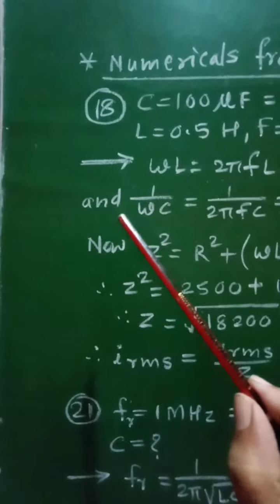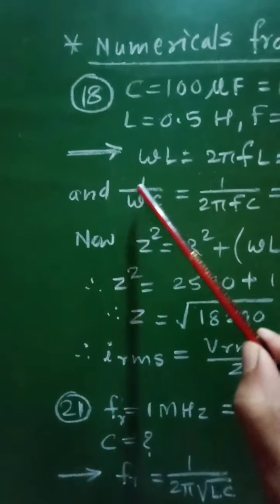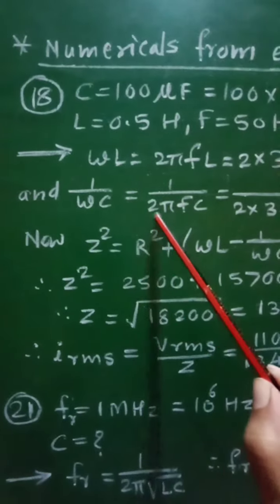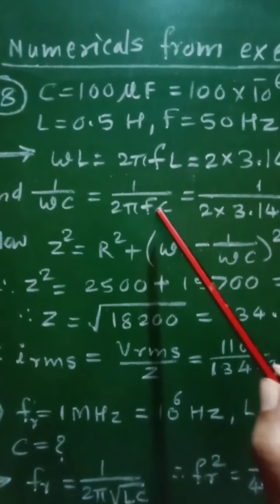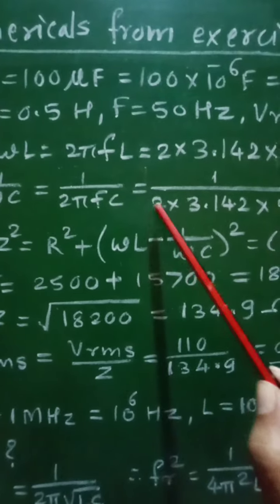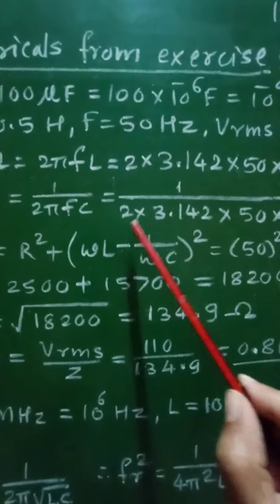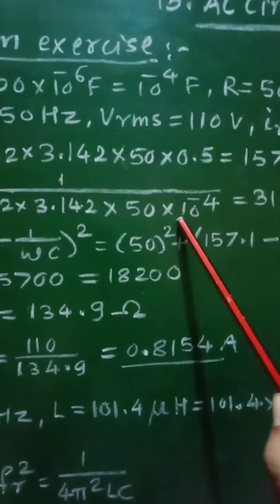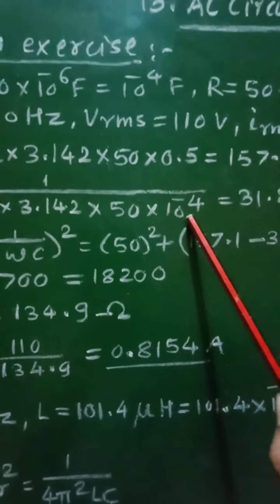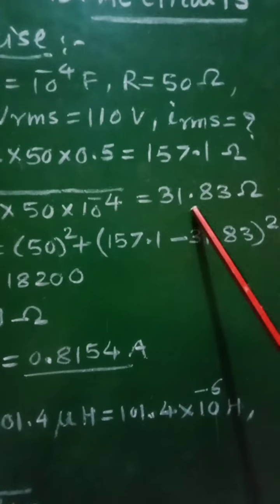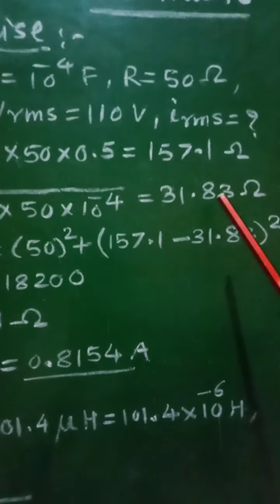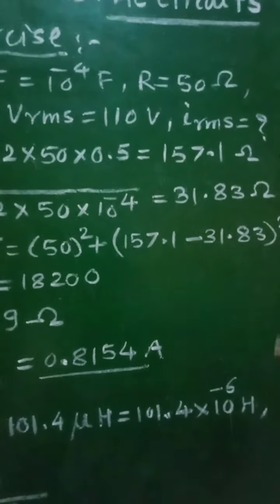Then 1 upon omega C, that is capacitive reactance, will be written as 1 upon 2 pi fC, that will be equal to 1 upon 2 into 3.142 into 50 into 10 raised to minus 4, which comes out to be 31.83 ohm. So this is the value of capacitive reactance.